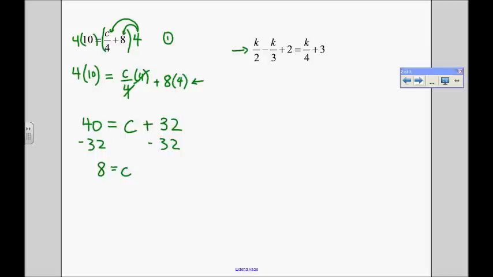So I'm just going to go over it one more time. Remember, we're trying to get this c by itself. It has attached to it a divided by 4. So the opposite of divided by 4 is multiply by 4. So we have to multiply both sides of this equation by 4, just like we did before.